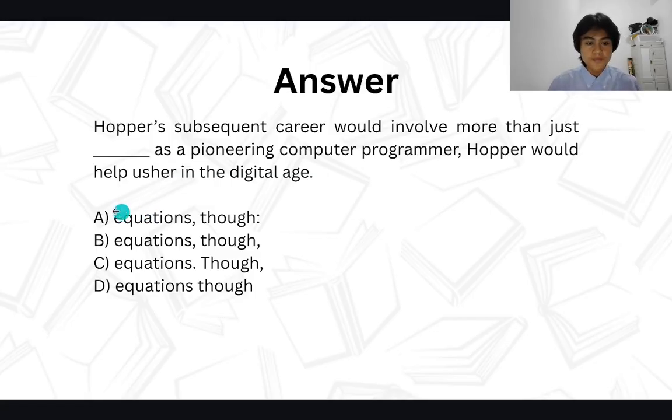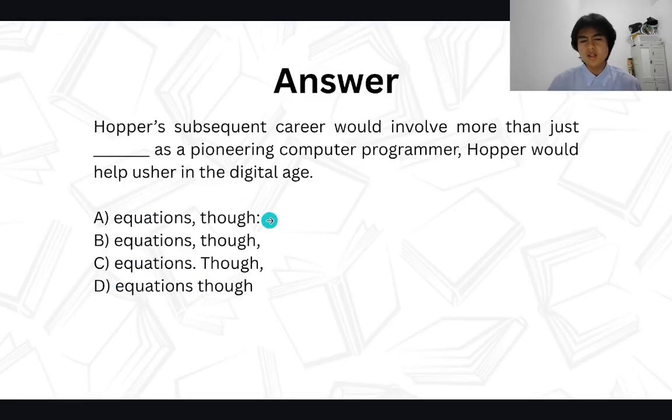So what you can do is check manually, and if you follow the rules like the previous ones, then you'll know that this doesn't make any sense, because although it's not FANBOYS, it cannot stand on its own, because it makes the next sentence a dependent clause. What about this? If we just plug in, "will involve more than just a question though as a pioneering," there's nothing to punctuate or to separate the clauses. So it cannot be C, it cannot be D.